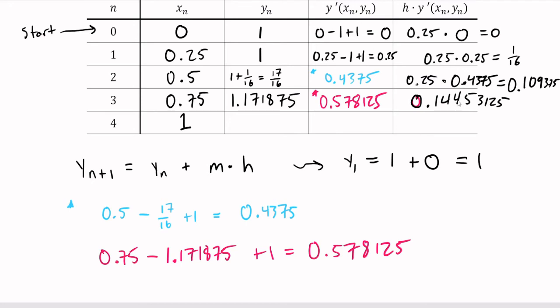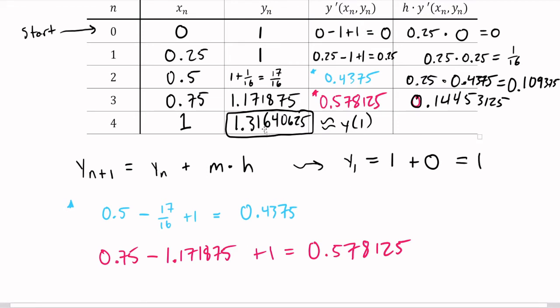So how do I figure out what this last y value is? I take my previous and I add to this. So let's do that. Plus 1.171875. That gives me a final y value of 1.31640625. This is what I think y of 1 should be. So if I was able to actually solve this differential equation and plug in 1, I should get something about right there. That's my guess.